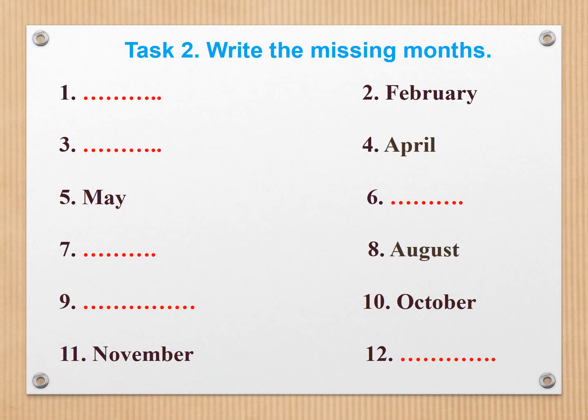Task number 2, write the missing months. We have February, April, May, August, October and November. Your task is to put the missing months. Okay, you have some minutes.